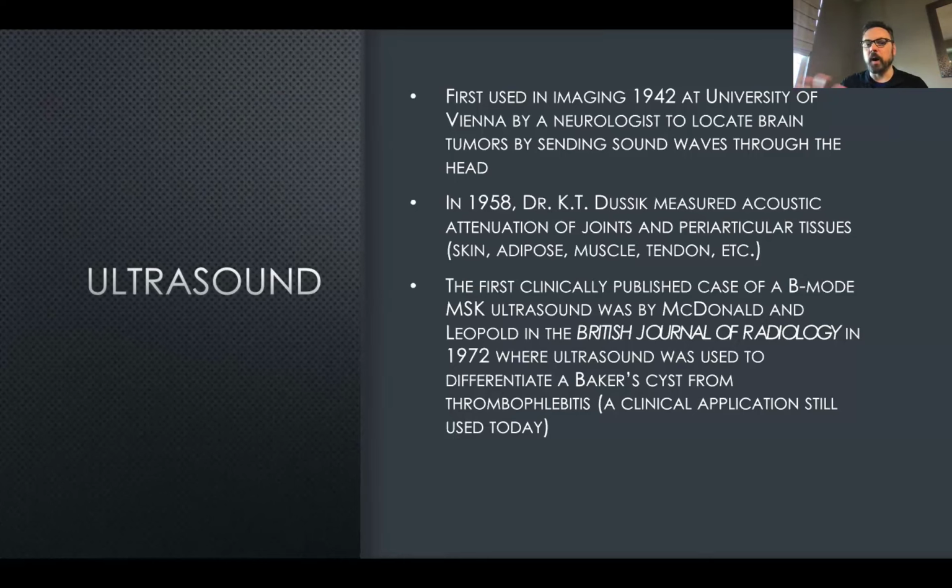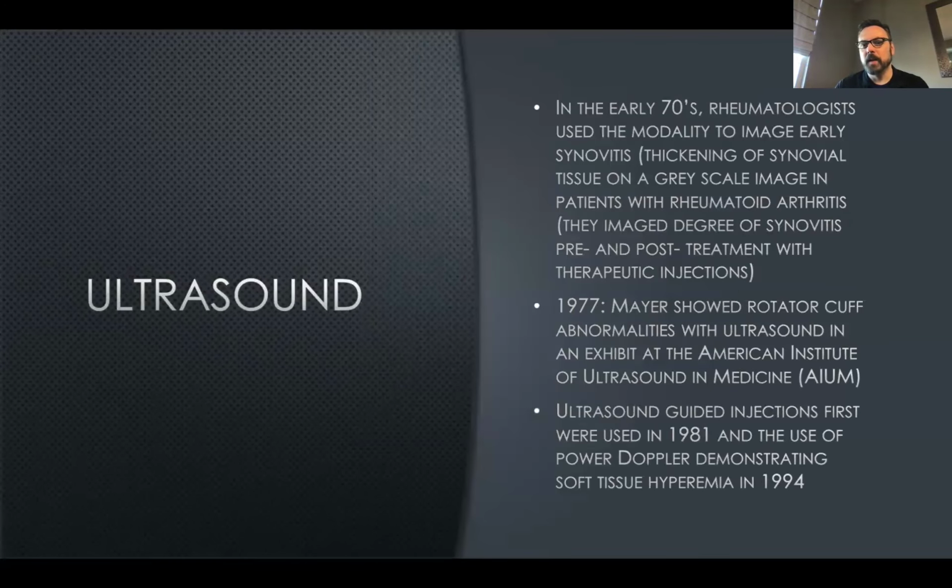And then the first published case of musculoskeletal ultrasound was in the British Journal of Radiology in 1972. It was basically a case where they demonstrated using ultrasound to differentiate a Baker's cyst behind the knee from thrombophlebitis, which is actually an application that's still used today. Funny enough, that happens a lot in imaging.